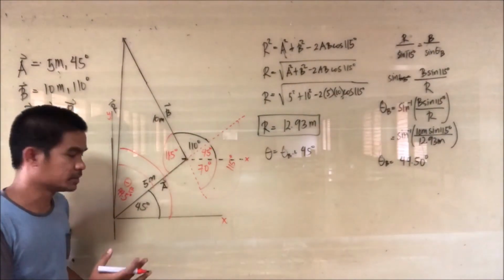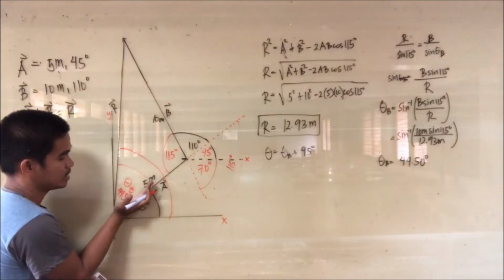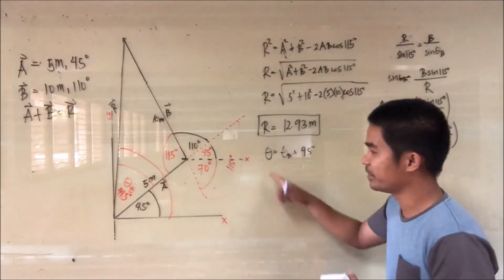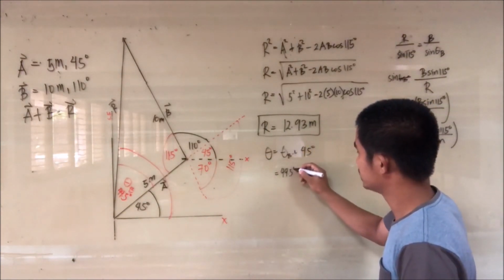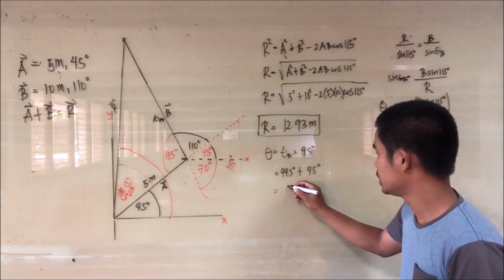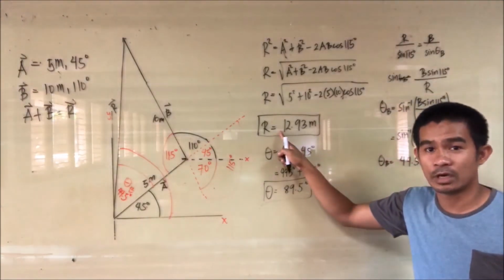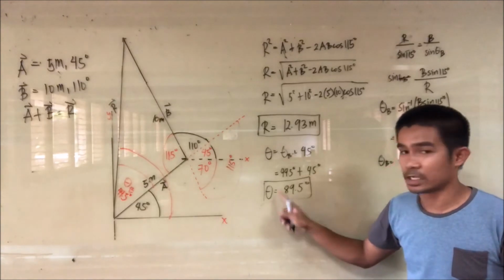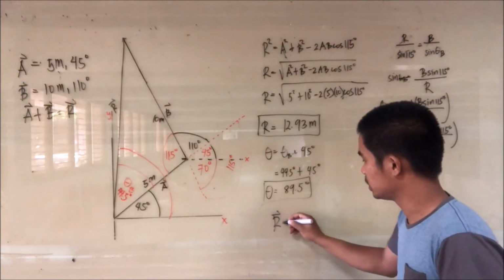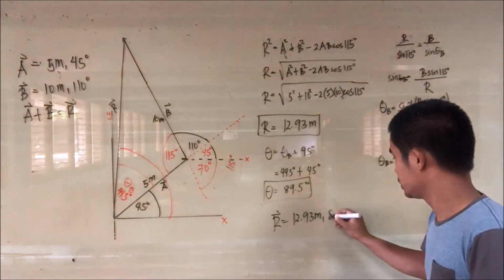So we have the direction of vector R, which is 45 degrees plus 44.5 degrees. Alright? So theta of B is 44.5, then this is 44.5 degrees plus 45 degrees. Then we have 89.5 degrees. So we have the magnitude R and we have theta as the direction of vector R from positive x-axis in counterclockwise direction. So vector R equals 12.93 meters, comma, the direction 89.5 degrees.